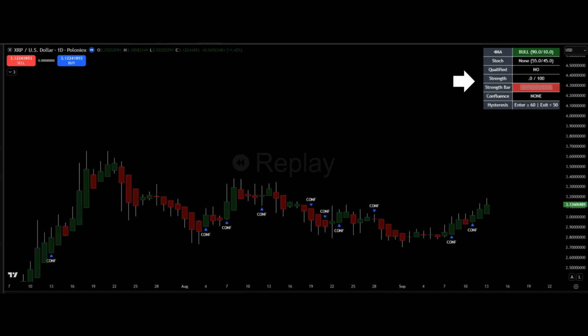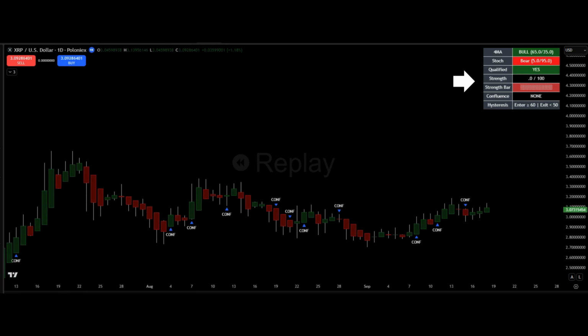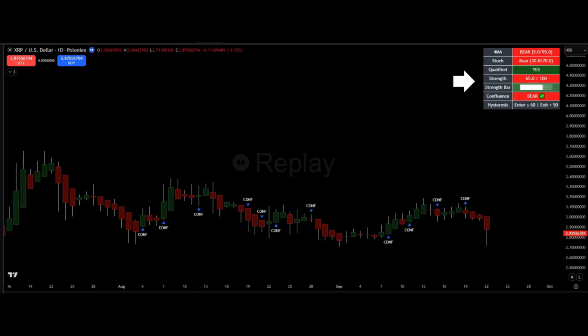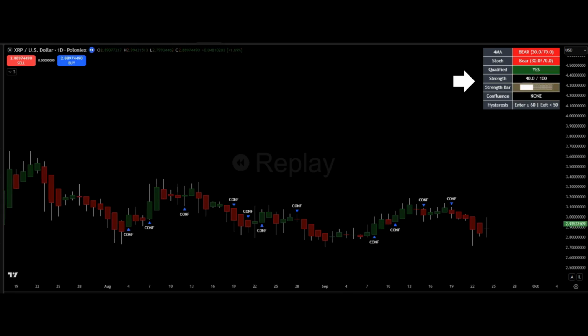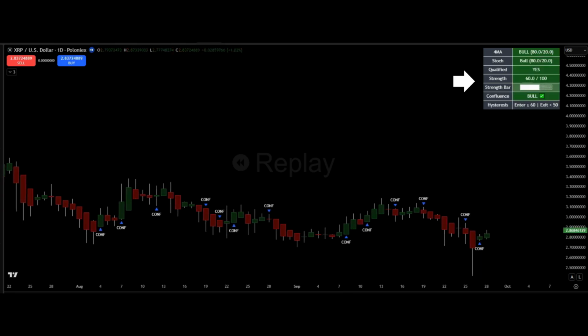Strength tells me how aggressive or patient I should be, not when to click buy or sell. Actual entries come from price structure, support and resistance, or other tools. This dashboard tells me whether the environment supports that idea.